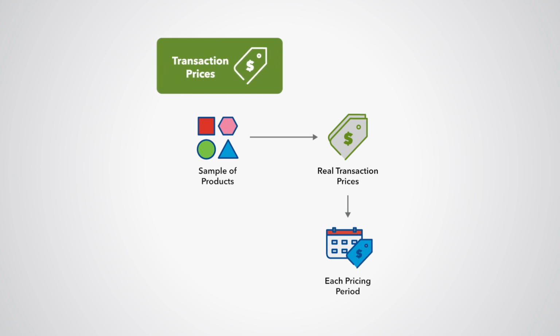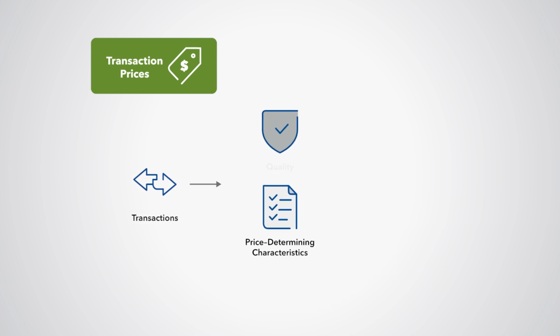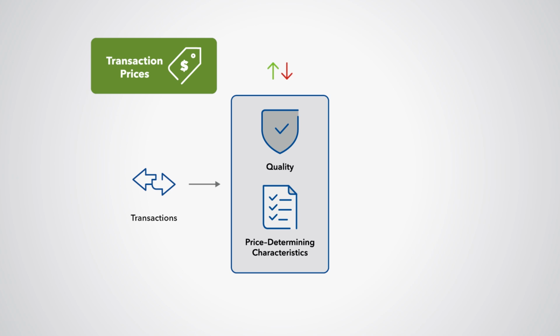This technique is also called match model pricing or pricing to constant quality. The transactions should be fully defined for all the characteristics that influence their prices. When the quality or specifications change over time, adjustments should be made to the reported prices.